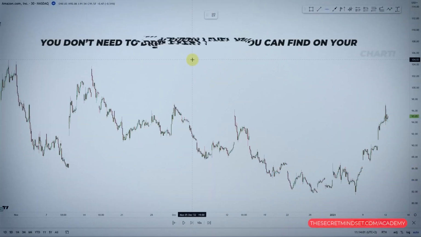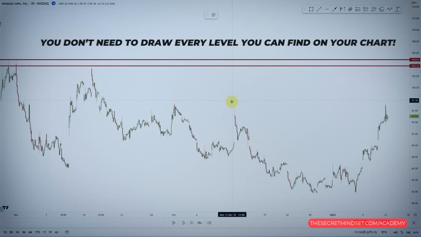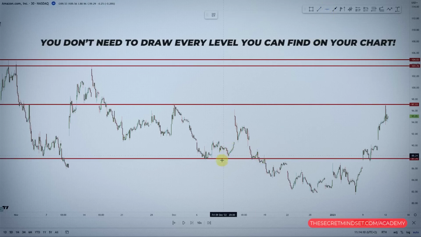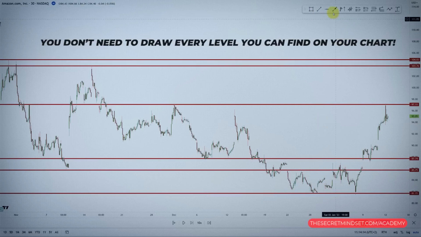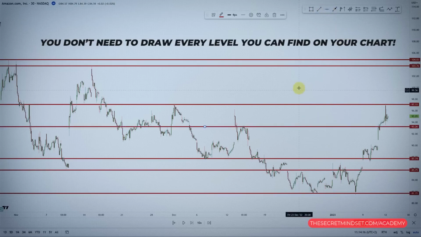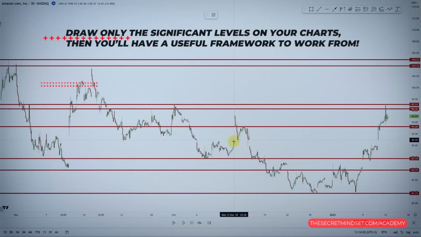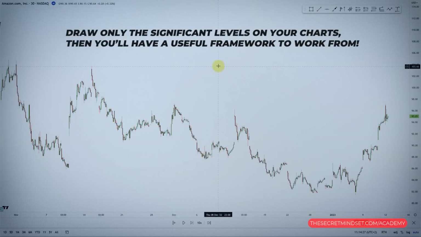Now, you don't need to draw every level you can find on your charts. Many traders fall into this trap, and they end up taking too long to draw every little level they can find. What they end up with is a really messy chart that basically does more harm than good. You need to learn to draw only the significant levels on your charts. Then you have a useful framework to work from.